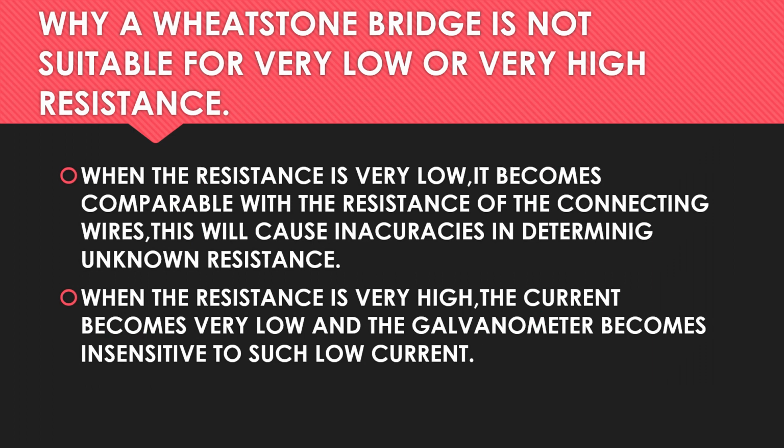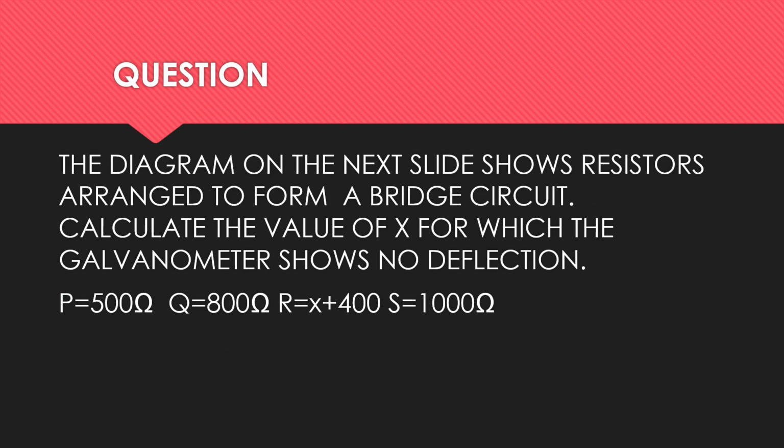Wheatstone bridge is not suitable for measuring very low or very high resistances. When the resistance is very low, it becomes comparable with the resistance of the connecting wires, and this will cause inaccuracies in determining the unknown resistance. When the resistance is very high, the current becomes very low and the galvanometer becomes insensitive to such low current. So for that reason, we don't use it to determine very low or very high resistances.